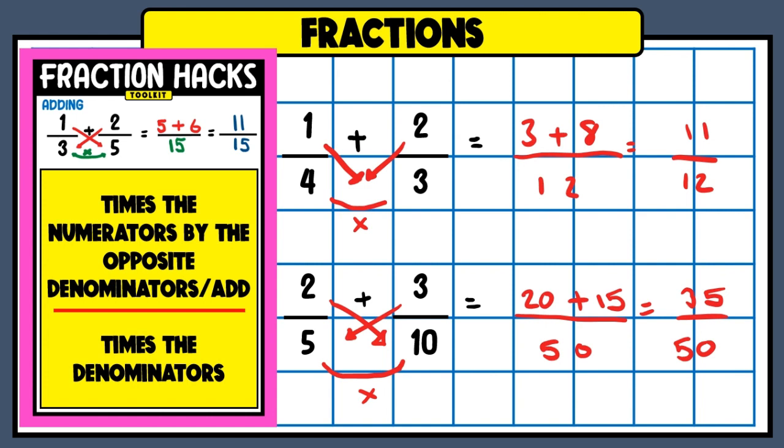It's 2 very basic steps. Let's have a look where it says fraction hacks. So firstly, you need to times the numerator by the opposite denominators, then add them together. We've done that. And then the second step is to times the denominators together, and that will give us our overall denominator.